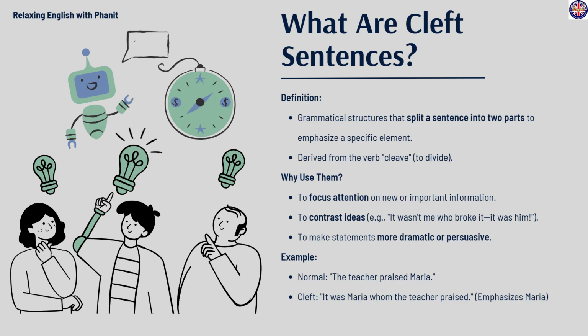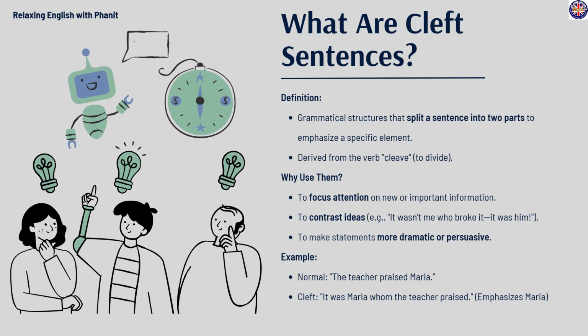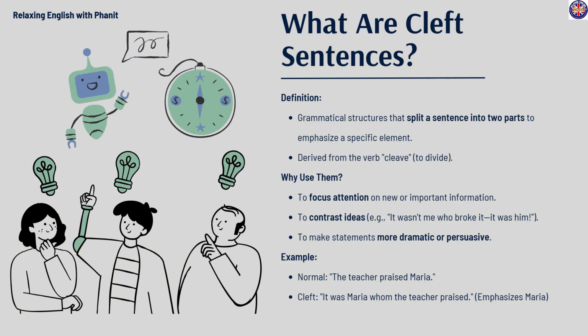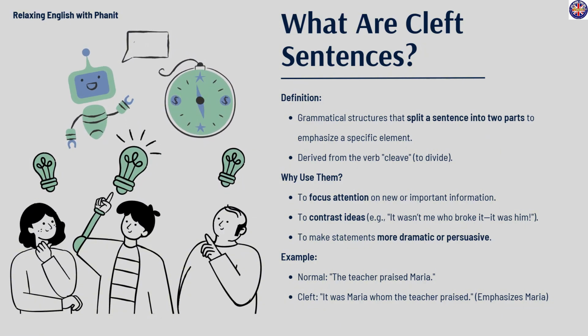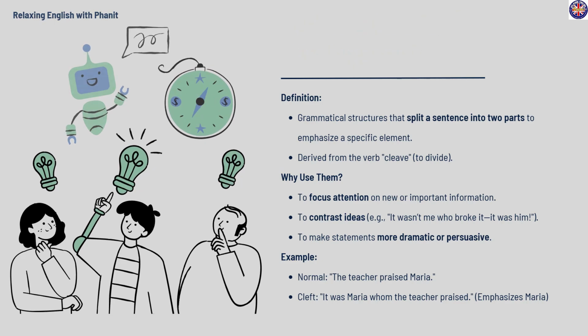For example, "the teacher praised Maria" becomes "it was Maria whom the teacher praised." Here we're making it crystal clear that Maria, not someone else, was praised. Notice how the emphasis shifts?